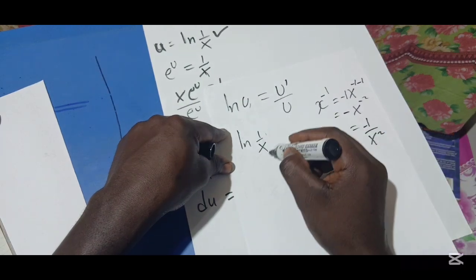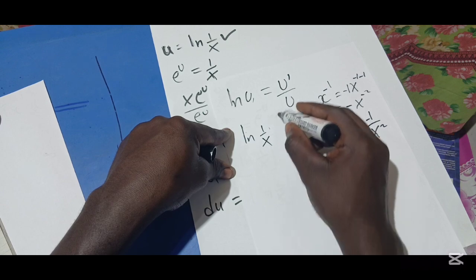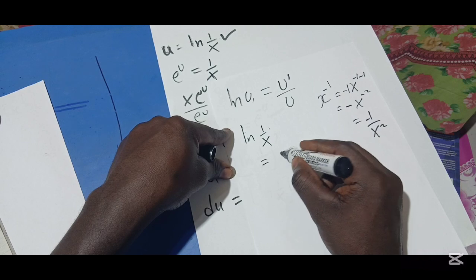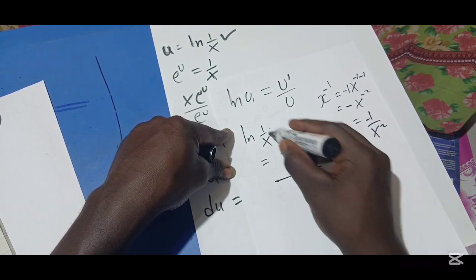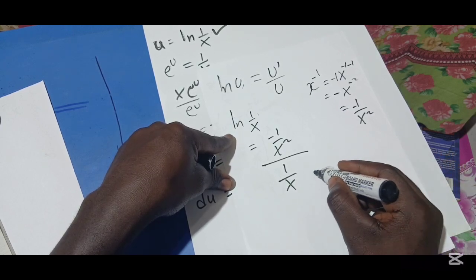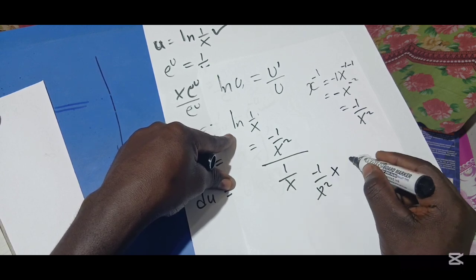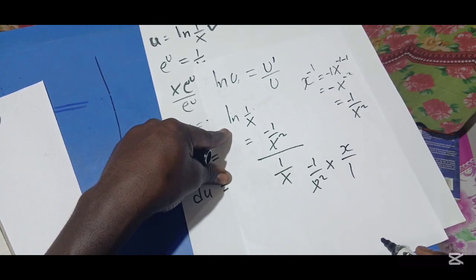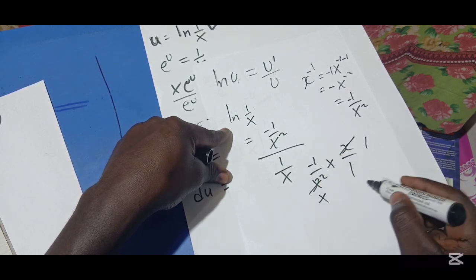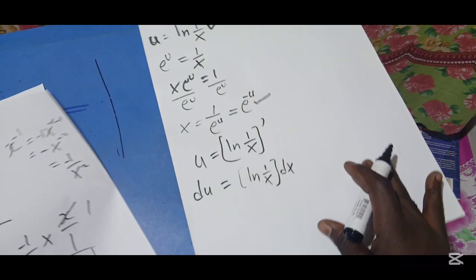So now that we know the derivative of this, it's going to be the derivative of this over all of this. So this is going to give us minus 1 on x squared all over 1 on x. So this can also be written as minus 1 over x squared. We want to remove the division sign, so we just multiply by the reciprocal of this. At the end of the day, x will cancel x, remaining 1 on x. So negative 1 over x. So that is for du.